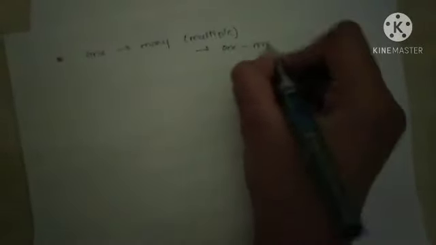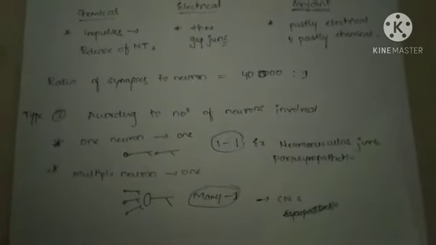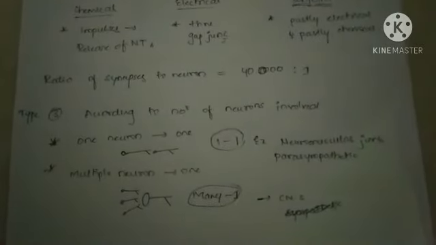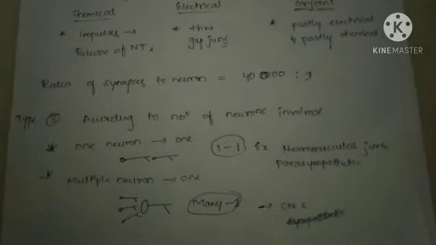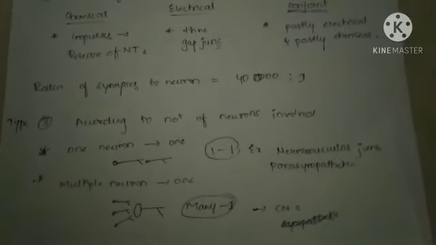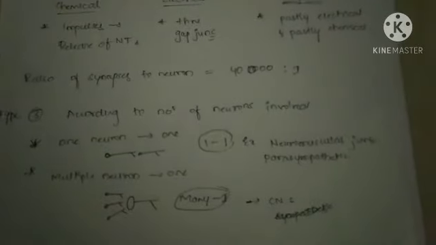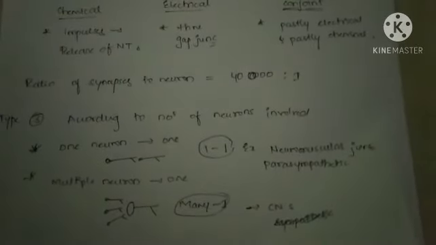Third type, if one neuron ends on many or multiple neurons, that is one to many. One-to-one neuron transmission is seen in neuromuscular junction, and many-to-one type is seen in CNS. And parasympathetic system mainly consists of one-to-one neuron transmission, and sympathetic system consists of one-to-many neuronal transmission.